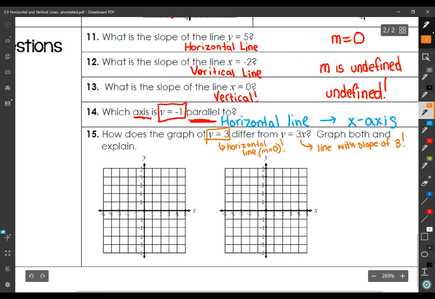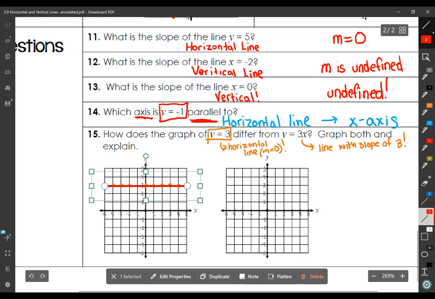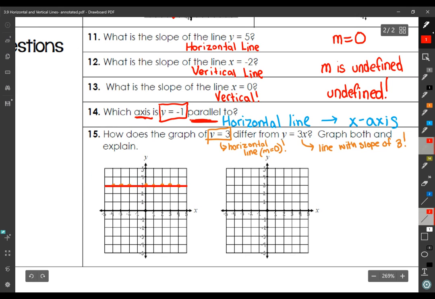All right, so here on the first graph, I'm going to graph y is equal to 3. So I find y on my y-axis, and I make every single point have the same y coordinate. Okay, so there we go. This line right here is defined as y is equal to 3. Okay, now y is equal to 3x.